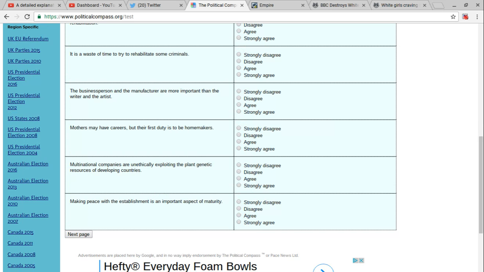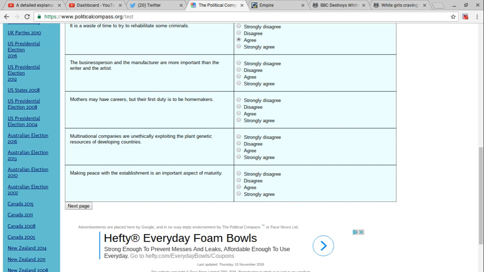It is a waste of time to try to rehabilitate some criminals. Well, how do you determine what some criminals are? Is it a specific crime? Is it a particular age category, like a 75-year-old commits homicide? Maybe it's a waste of time to rehabilitate him because he's kind of hit the life expectancy of this country already. But I mean, kind of agree. Kind of.